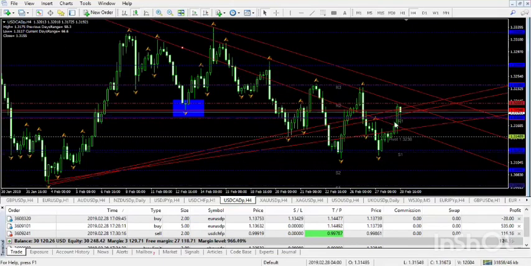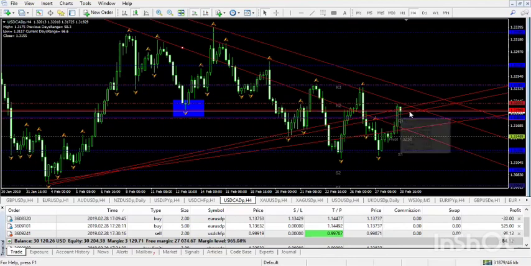Alright, so take a look at this. In this chart, the price is having fluctuation in this channel. So you have the lower wall here, and you have a crossover here, close to this crossover here.